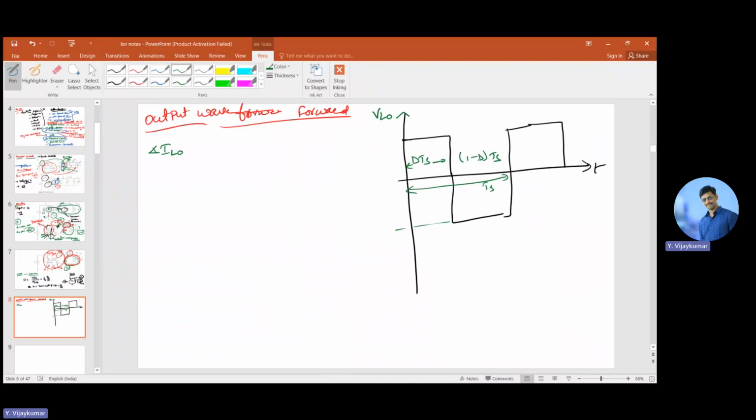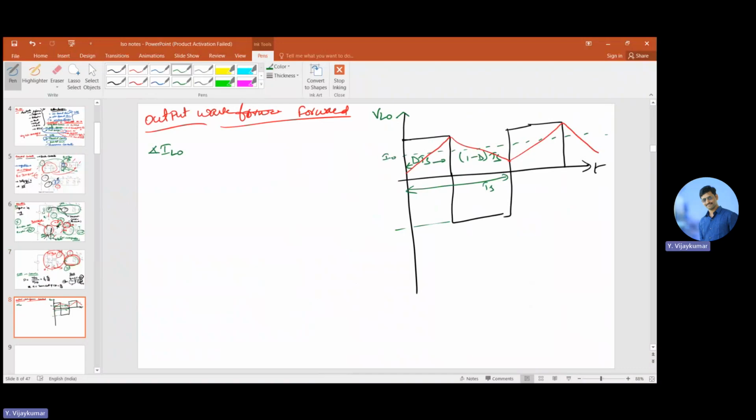Now, what is the current through the inductor? It will start at a point somewhere here. During the on time, the inductor current is increasing, and during the off time, the current falls, and again during the on time, the current keeps on rising. So it is continuously varying here. The average of this current gives the load current flowing here, the I naught.